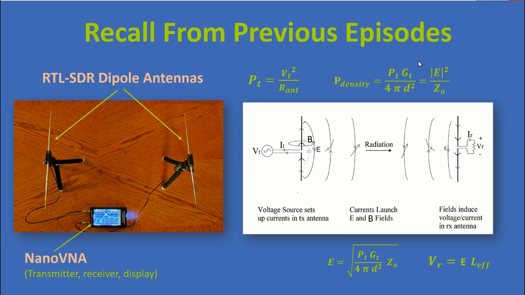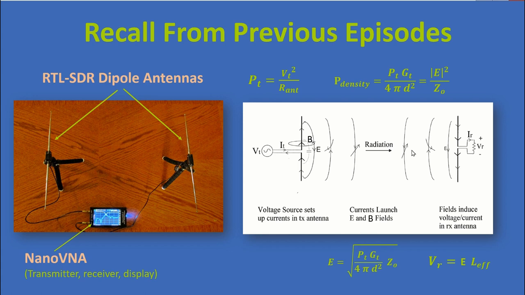But that was all done assuming we know what the antenna gain is. And that antenna gain is a function of how directional it is, and also what angle you are away from the antenna. So we've been assuming that we're pretty much broadside to the transmit antenna.